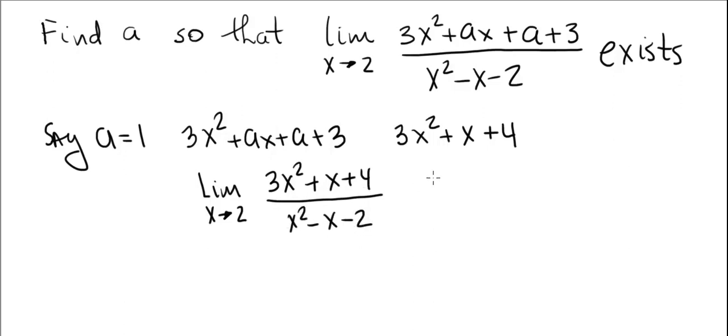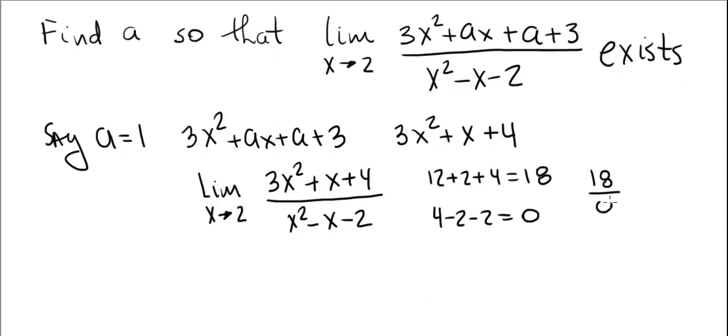Let's plug in 2 for x. The numerator is 2 squared, that's 4 times 3, 12, plus 2 plus 4, that's 18. And the denominator is 4 minus 2 minus 2, which is 0. So we have a ratio of 18 over 0. That, of course, is undefined. The limit does not exist when a equals 1.